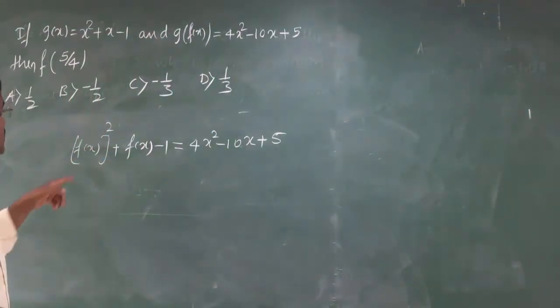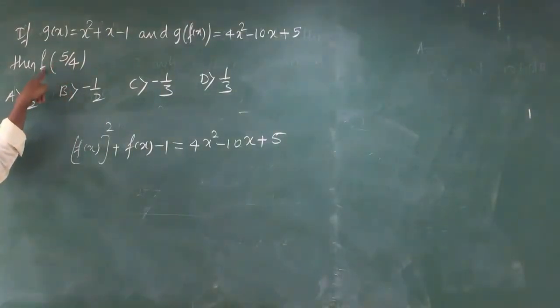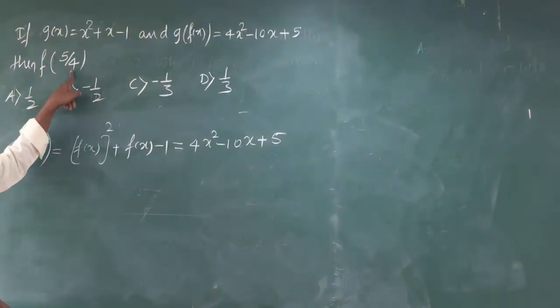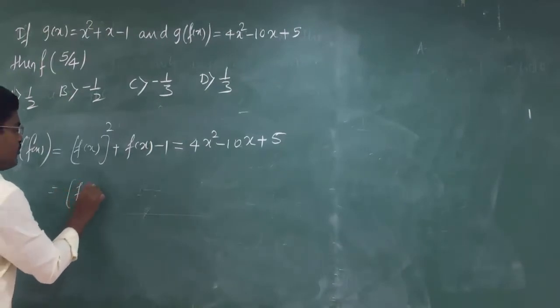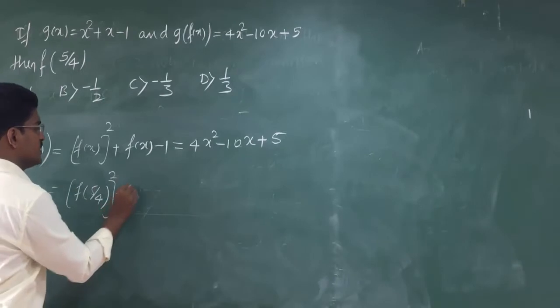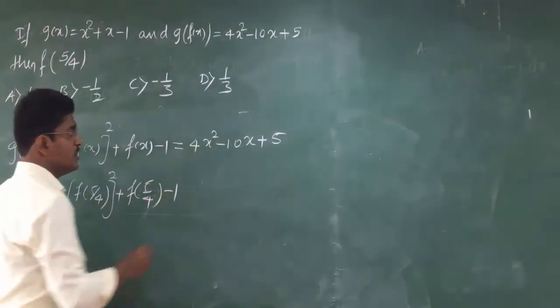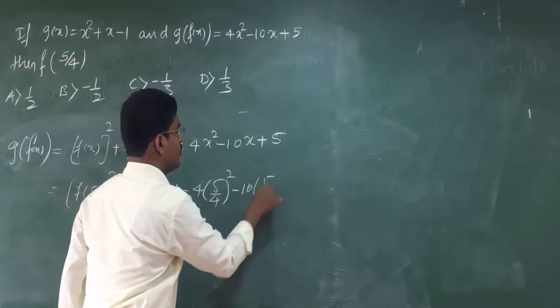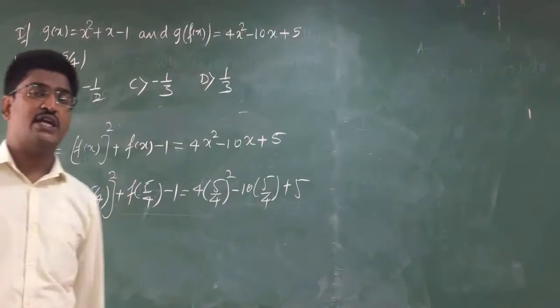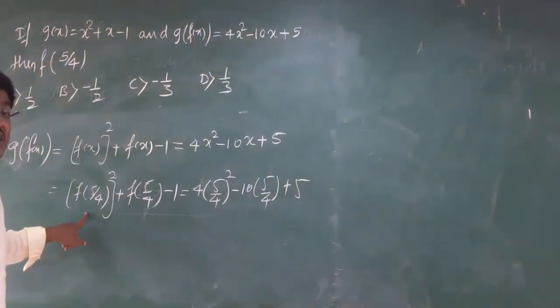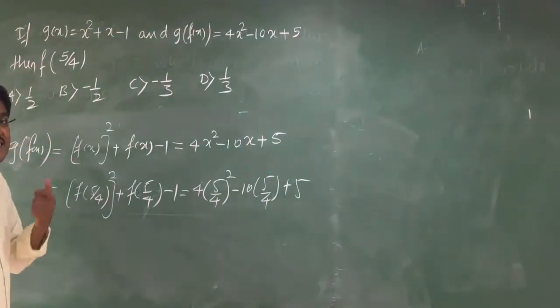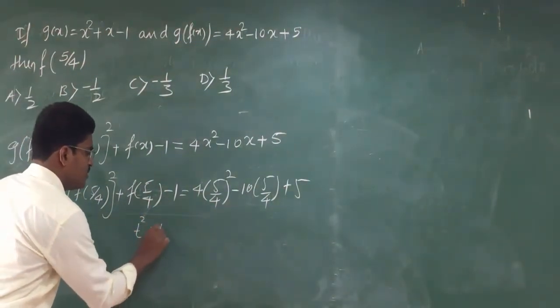Now we have to calculate f of 5 by 4. Please remember, this is g of f of x. So for f of 5 by 4, it will be f of 5 by 4 whole square plus f of 5 by 4 minus 1, which will be equal to, with x value 5 by 4, 4 into 5 by 4 whole square minus 10 into 5 by 4 plus 5. Clear? Here the variable is f of x. What I will do is substitute f of 5 by 4 as t: t square plus t minus 1.